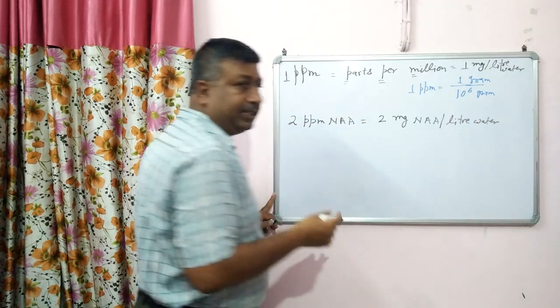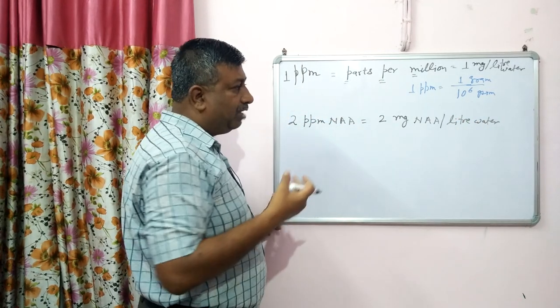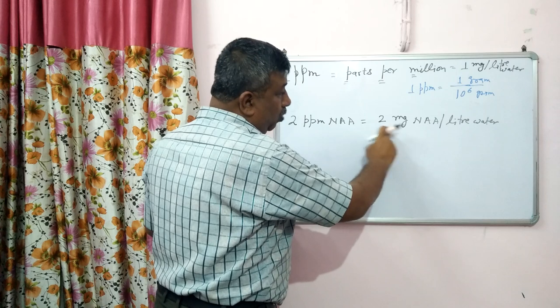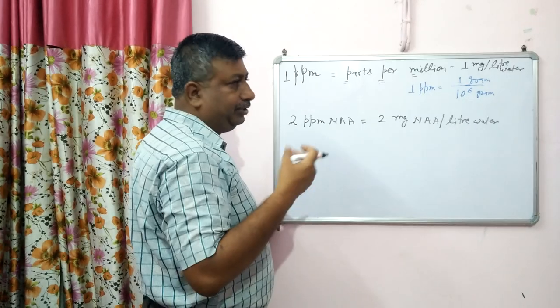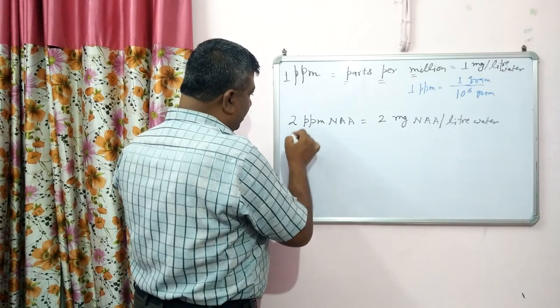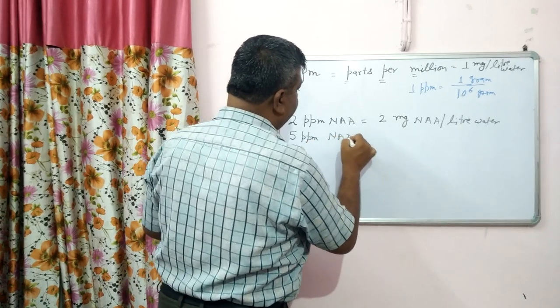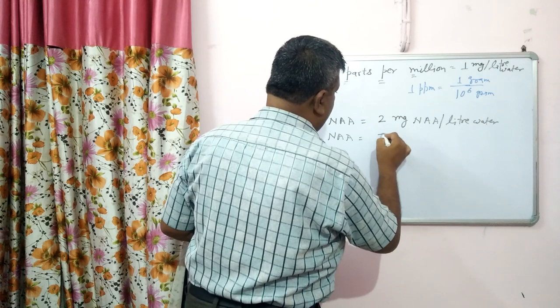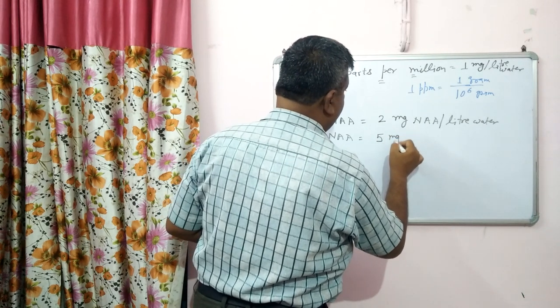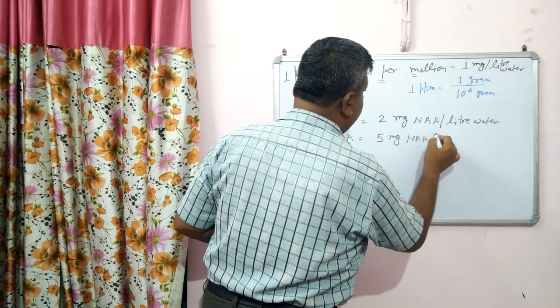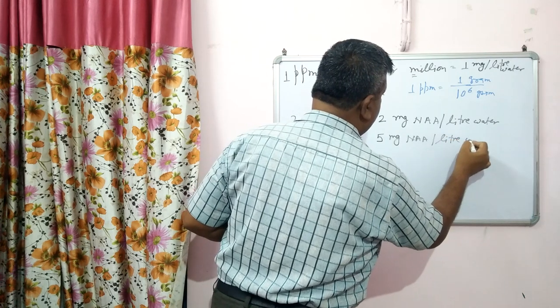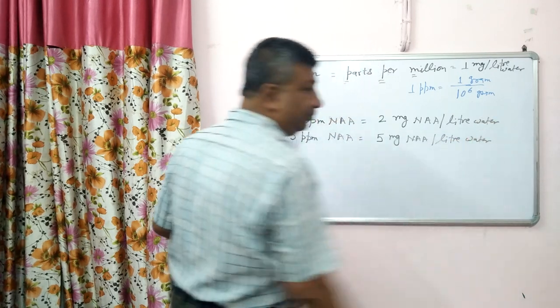Suppose our requirement is 10 liter, then it is 20 milligram. Requirement is 100 liter, then 200 milligram naphthalene acetic acid in 100 liter water. Now we want to make 5 ppm naphthalene acetic acid, then it is 5 milligram naphthalene acetic acid per liter water. So this is the way.